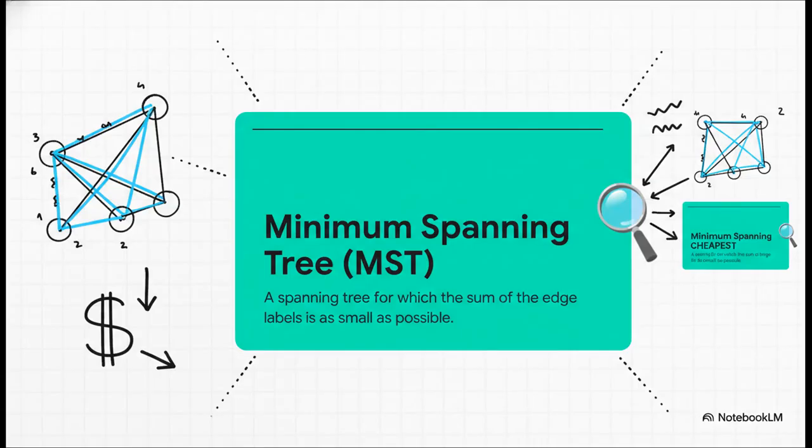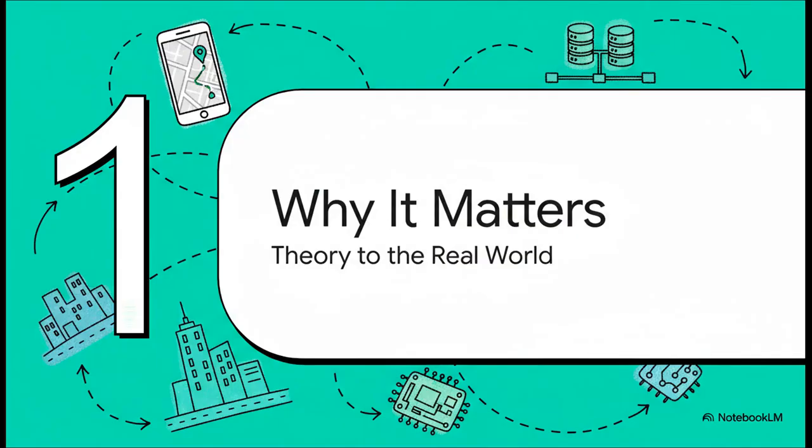And that brings us to the really elegant answer to our island puzzle. It's called a minimum spanning tree, or MST for short. It's the one spanning tree where, if you add up the cost of all the bridges, that total cost is the absolute lowest it can be. It's not just any way to connect everything. It's the cheapest way.